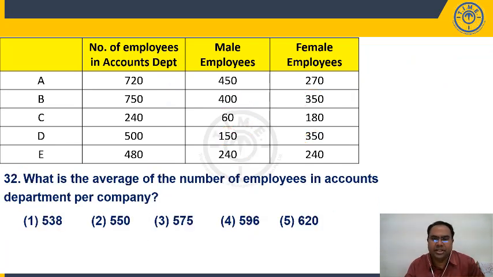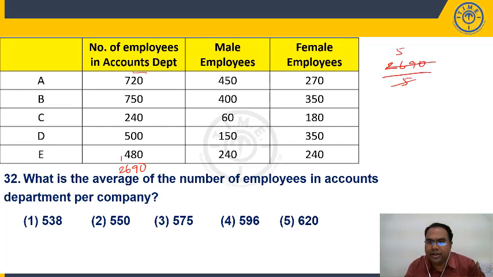Question number 12. Average number of employees in accounts department per company. Average means you have to add all this, right? 70, 110, 190, 5, 10, 12, 19, 26, 90 total. By how many companies? 1, 2, 3, 4, 5.